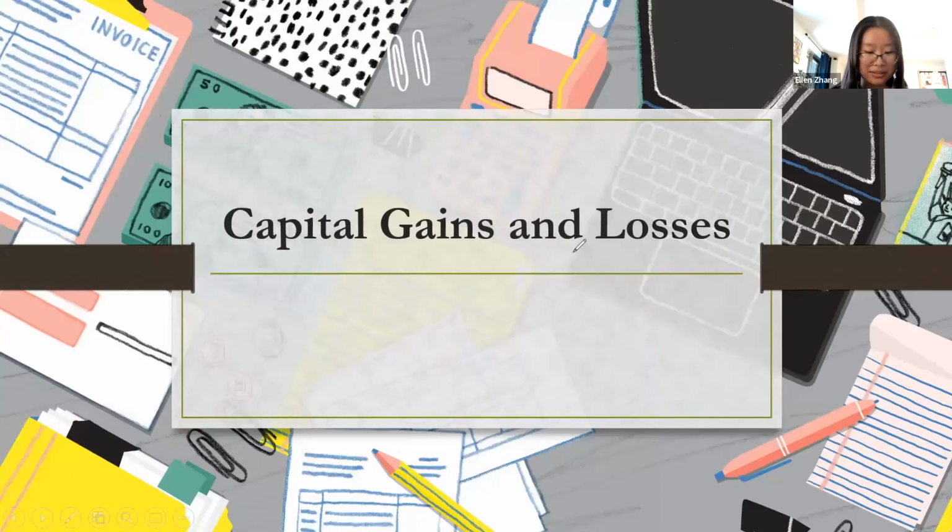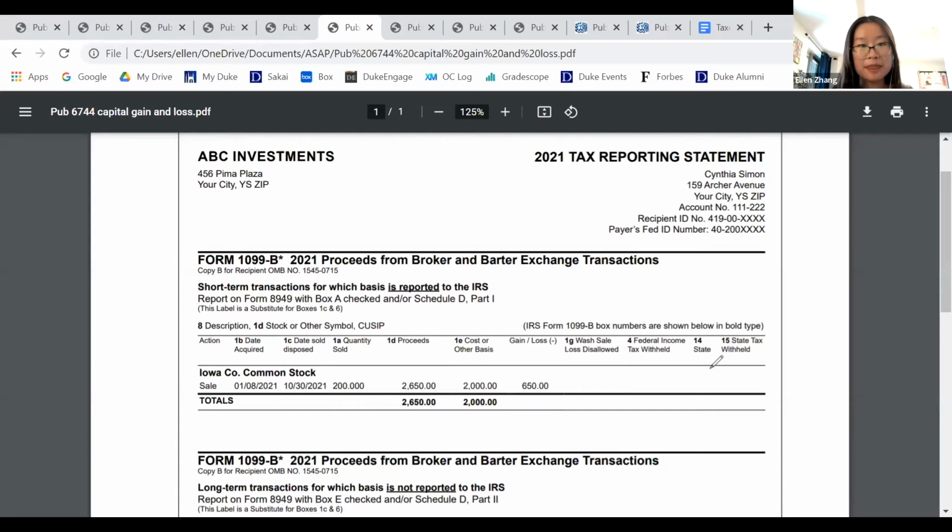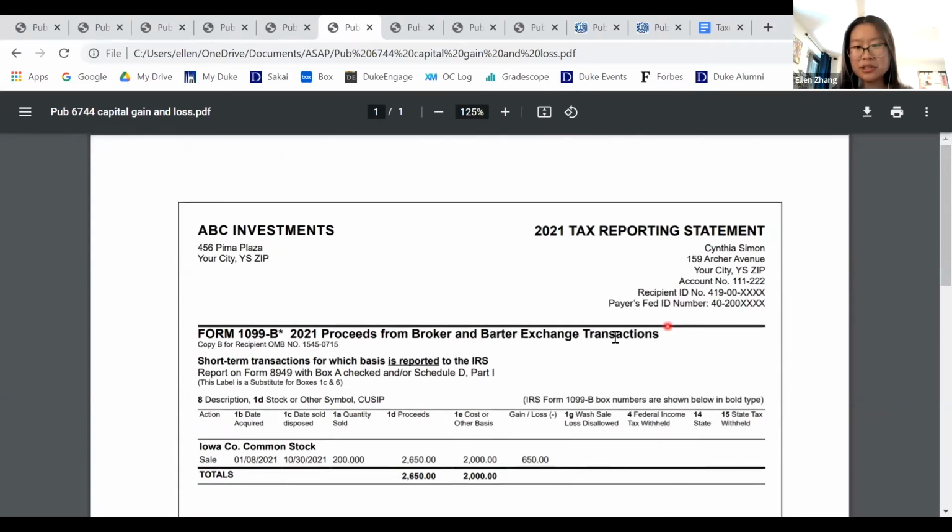Capital gains and losses. There isn't a specific form like a W-2 or a 1099 INT to record these. Instead, you have to look more closely at the specific gains and losses that you've made throughout the year. So going back to my mock forms, here is an example of maybe what you'll see. And this is specifically for stocks. So again, this is another tax reporting statement from a bank and an investment.